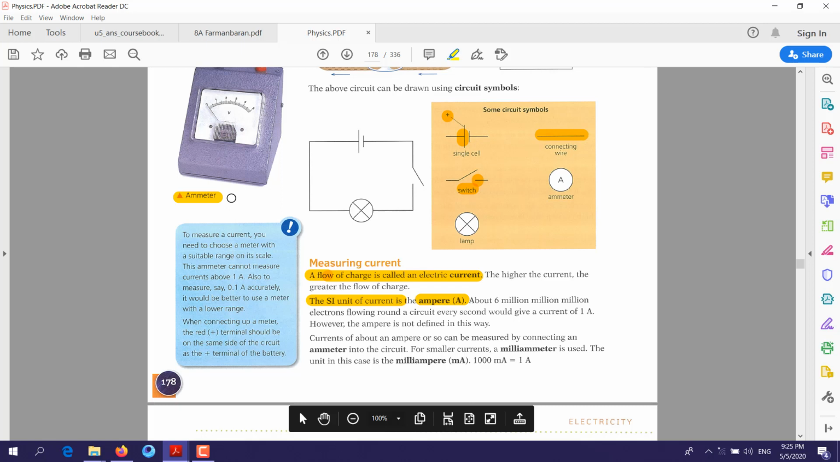Sometimes the amount of the current in an electric circuit will be less than 1 ampere. For example, now this ammeter is using 1 ampere. But sometimes to measure a current, you need to choose a meter with a suitable range on its scale. This ammeter cannot measure currents above 1 ampere, okay? Also, to measure, say, 0.1 ampere accurately, it would be better to use a meter with a lower range.